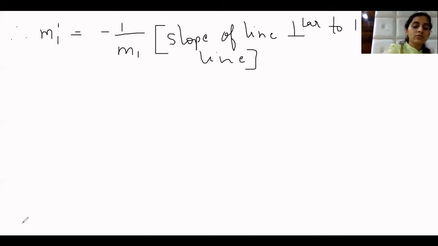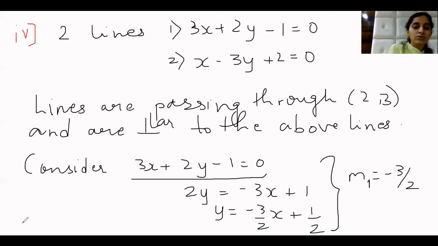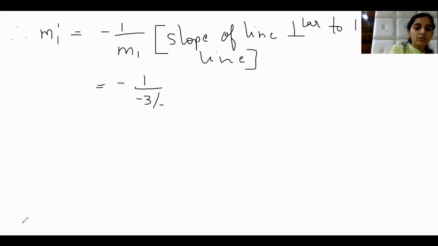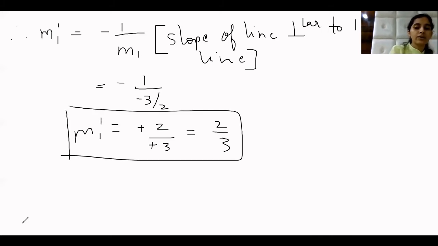So what will be the slope? It will be 1 upon minus 3 upon 2, which is equal to minus 2 upon minus 3. So that is 2 upon 3, m1 dash. Okay, so one slope I have. Let us find out the next one.